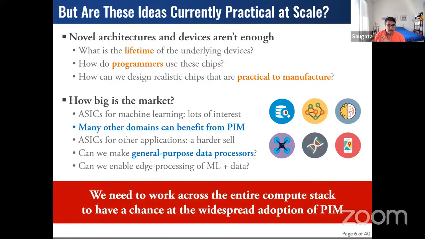And so ultimately to do this, I'd argue that we need to work across the entire computing stack. It's not enough anymore for us to work in our silos. It's not even enough for us to work in our domain and maybe one adjacent domain. We really need to start reaching far up and down the stack if we're going to have PIM survive in the long run and not just be some cool product that died an early death.